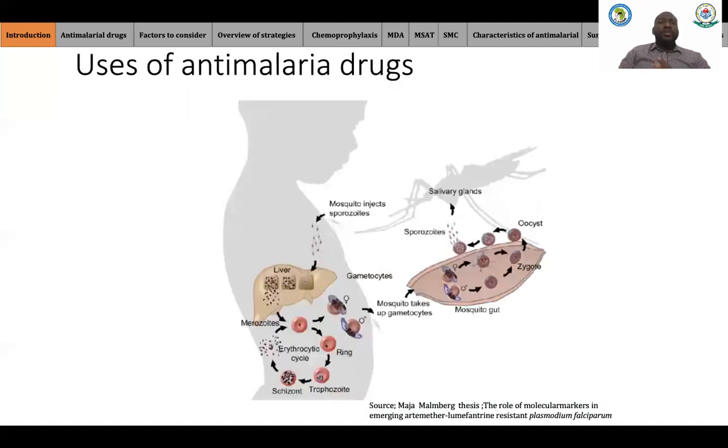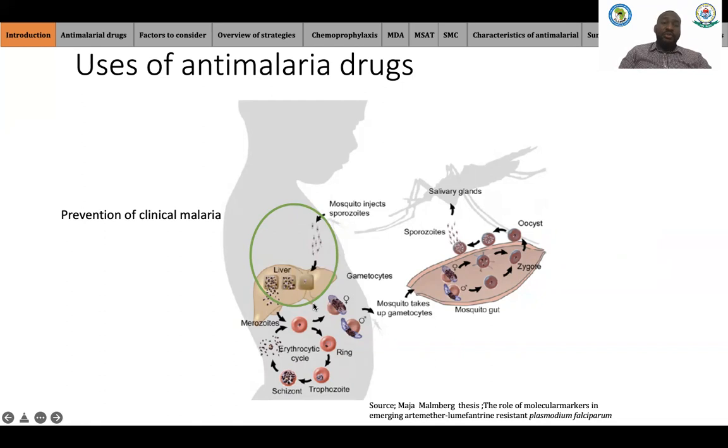So antimalarial drugs can be used in three major areas. What you're seeing right now is the life cycle of the malaria parasite, which involves a mosquito component, which is a vector, and then a human component. In the human component, there are several stages within the liver, and there are stages within the red blood cells. So antimalarials can be used in prevention of clinical malaria, where once the mosquito bites you, these drugs could go and kill the parasites within the liver or while they're transitioning from the bloodstream to the liver.